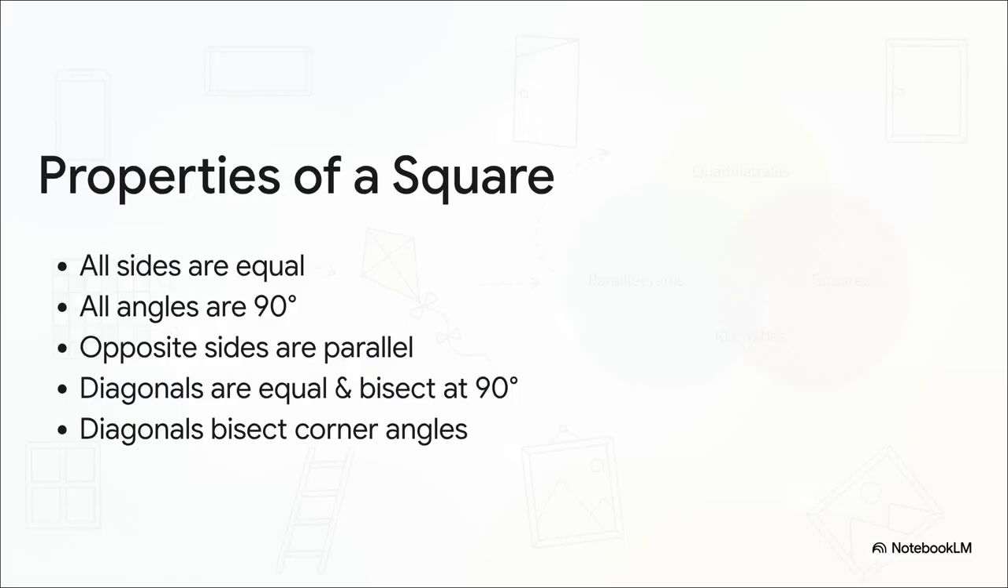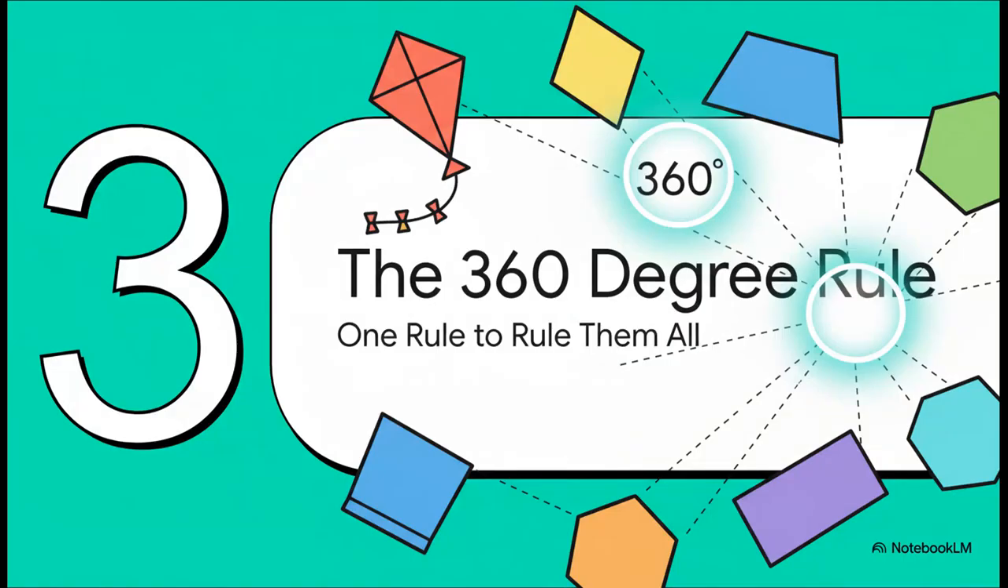And that one simple tweak, making the diagonals perpendicular, it causes this incredible domino effect. Suddenly, it's not just opposite sides that are equal. All four sides snap to the same length. All the corners are perfect right angles, of course. And get this, the diagonals now slice each of those 90-degree corners into two perfect 45-degree angles. So cool.